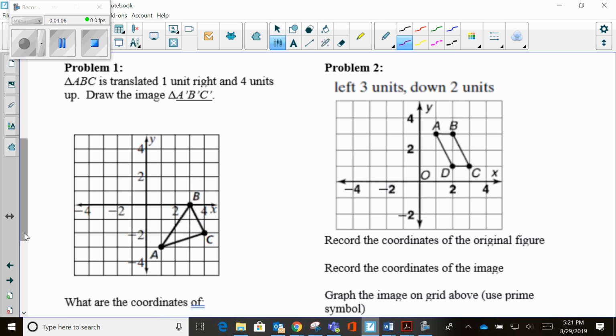We're looking at problem number 1. We have our original triangle ABC. We want to translate 1 unit to the right and 4 units up. Starting at point A, I'm going to follow these directions. Think of it as going along the streets. You can't cut through people's backyard. You have to go along the street. So I'm going to start at A, and I'm going to go 1 unit to the right, and then I have to go 4 units up to find my new point, and I'm going to call that A prime.